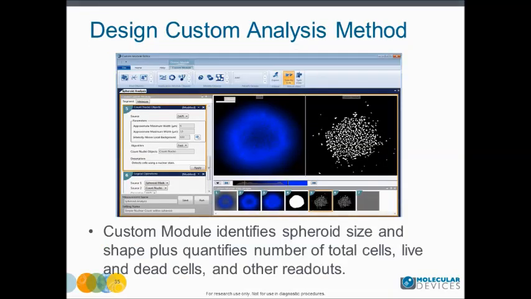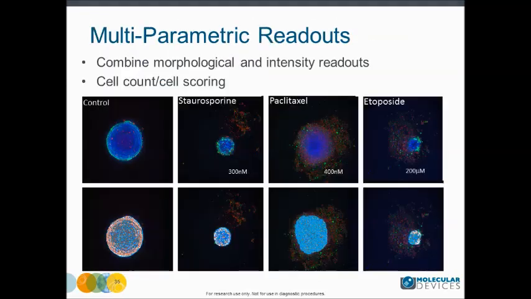We use the custom module editor to identify spheroids, usually in the DAPI channel, and then we apply nuclear count and cell scoring algorithms. You can see several examples here that show the mask of the objects and also masks of individual cells.